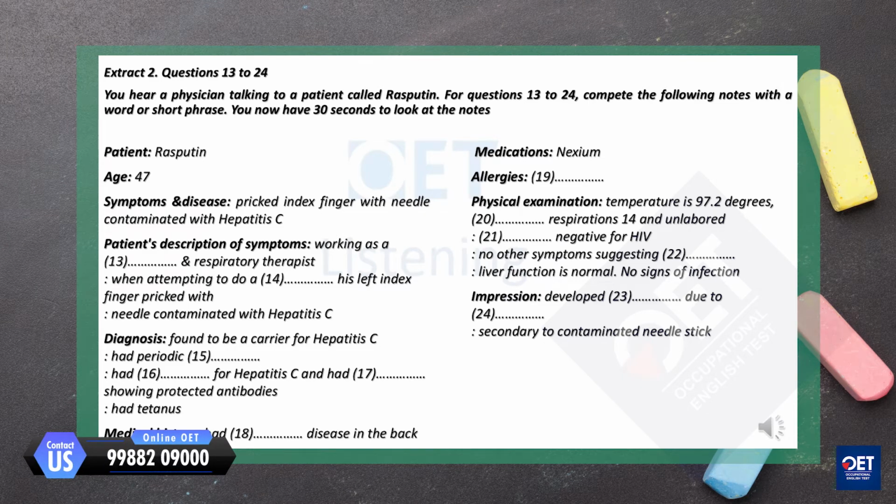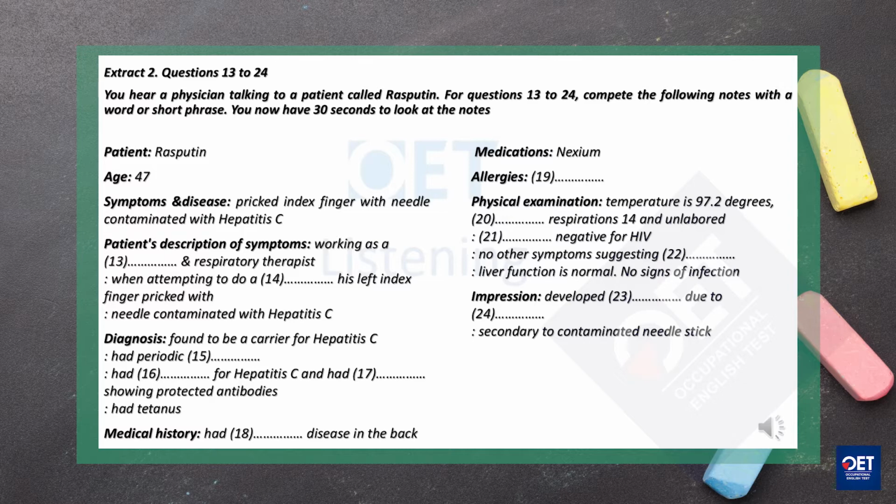I had degenerative disc disease in my back. Are you allergic to any medications? I am allergic to IV contrast. Are you continuing your work? Yes, doctor. Well, your temperature is 97.2 degrees, pulse rate is 84, respirations 14 and unlabored, and blood pressure 102/70.